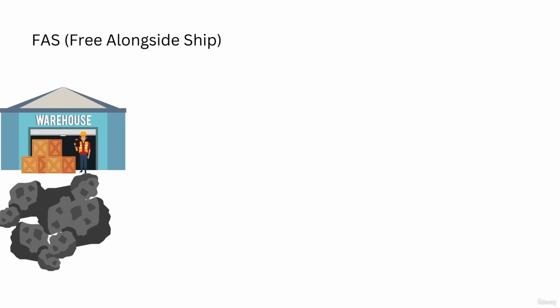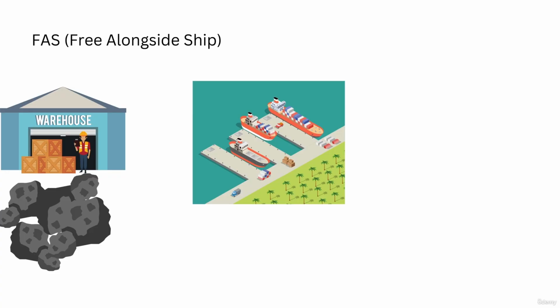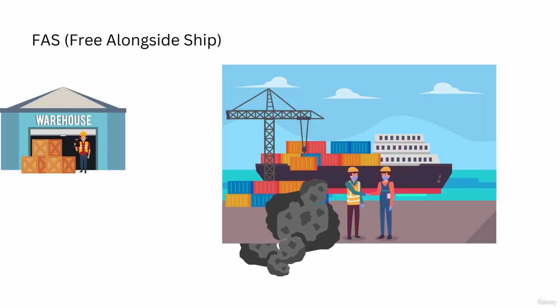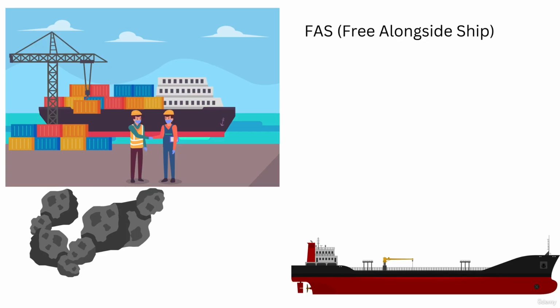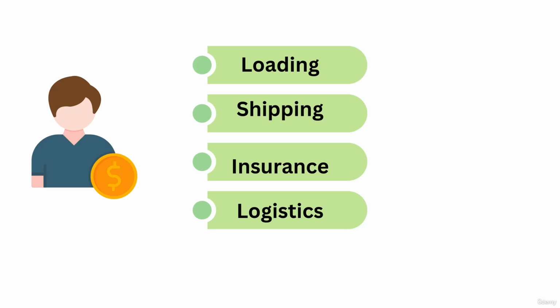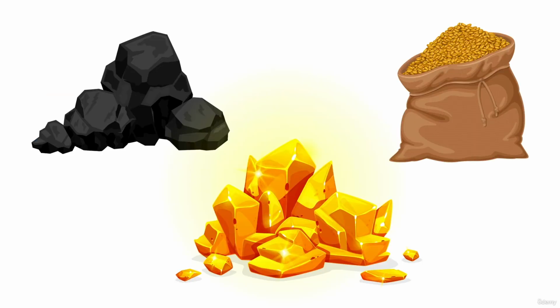Imagine an Indian exporter in Chennai is selling 50,000 metric tons of iron ore to a steel manufacturer in China under FAS, Chennai Port. The seller's responsibility is to transport the iron ore from their warehouse to Chennai Port and place it alongside the buyer's nominated vessel. The buyer then takes over, arranging loading, shipping, insurance, and further logistics. This Incoterm is useful for bulk commodities like coal, grains, or minerals, where buyers prefer to control loading and freight.